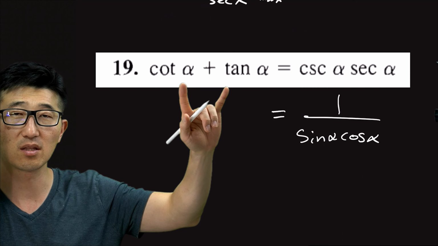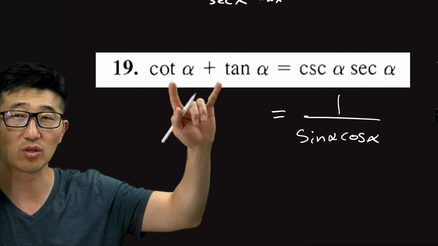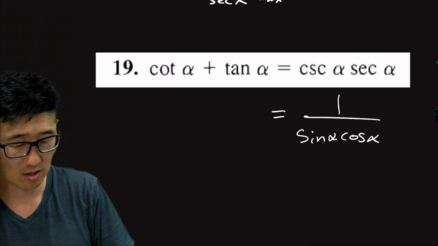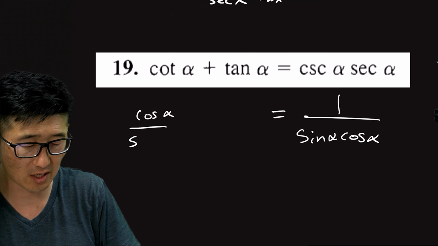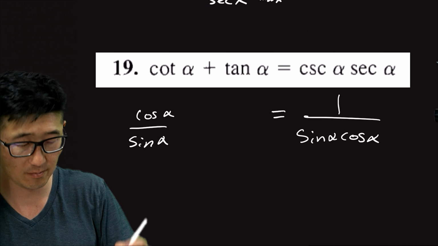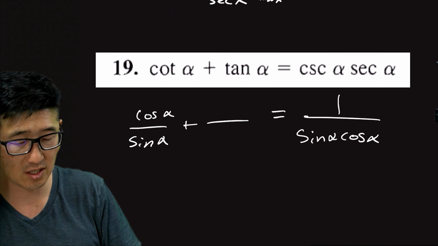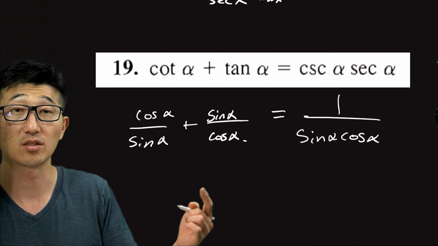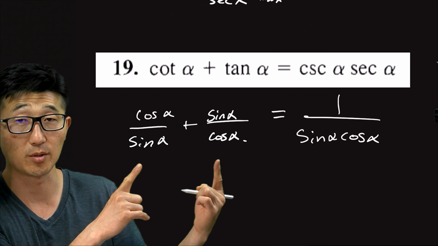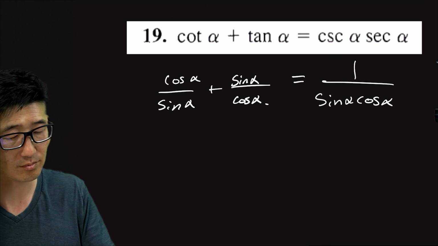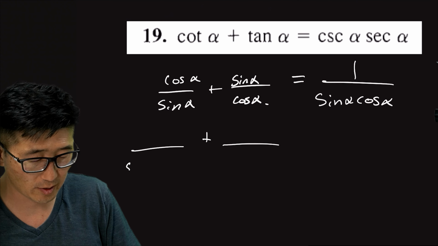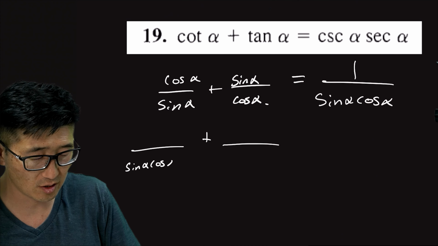So over here, how do we make this into sine and cosine? Well, cotangent is cosine alpha over sine. There's my sine, right? And tangent is sine alpha over cosine. There it is. So now we have those two common denominators there, right? Okay, so try it. Get your common denominator. Multiply the denominators together.